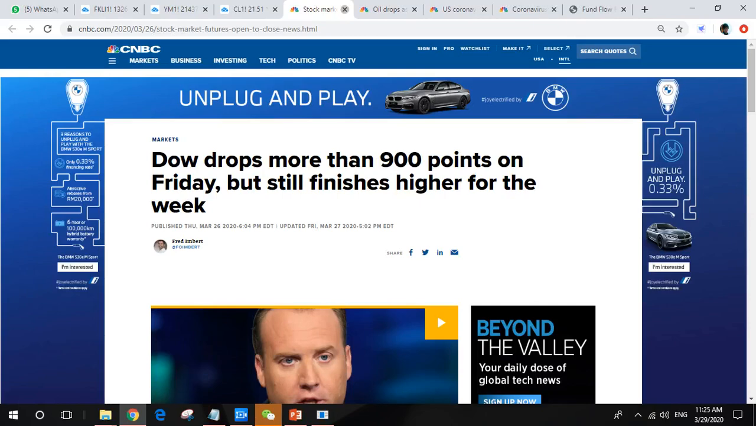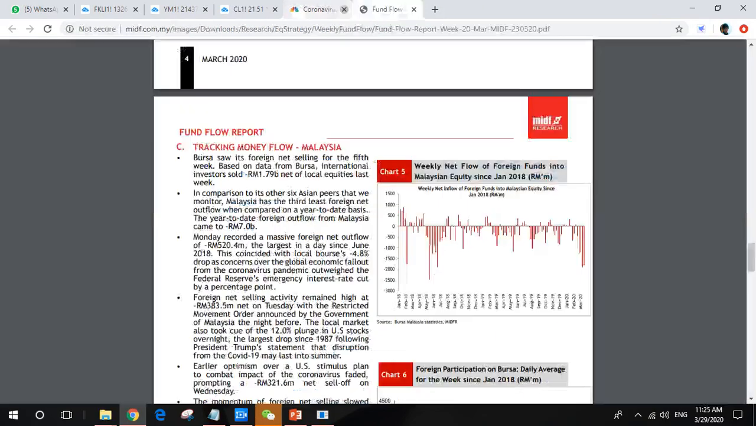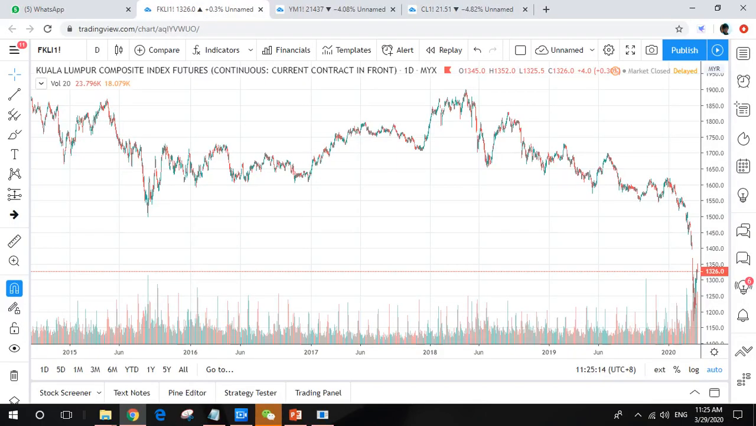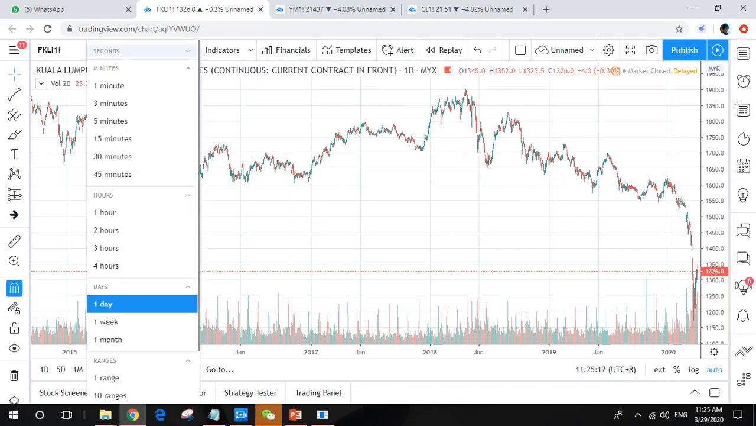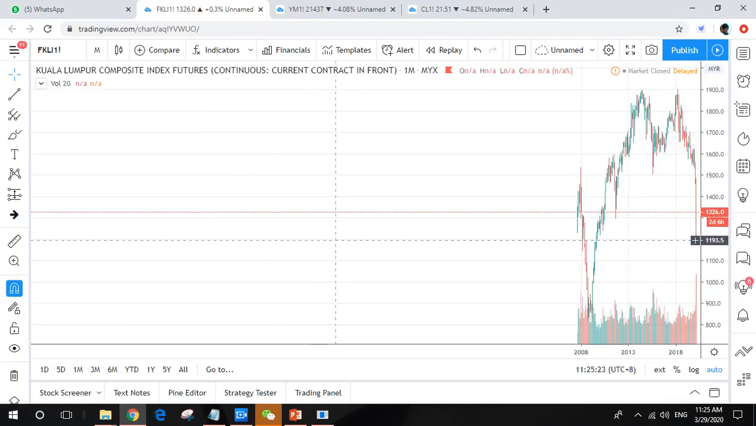Now let's move into the technical part. I will keep it very short to go through the technical part. Let's start from our FKLI. I go to the MoneyCharts. Let's look at a very long-term time frame first.